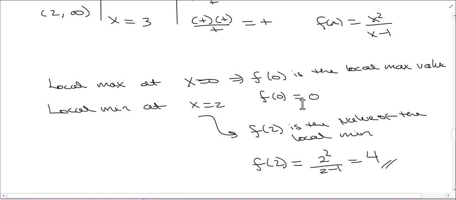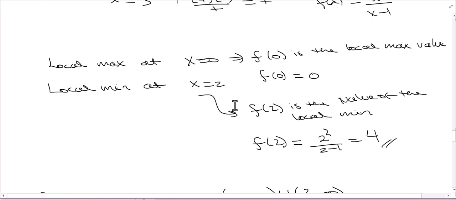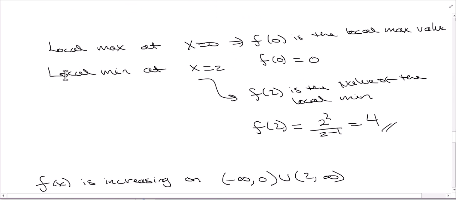And pay attention again with the absolute max and min. Are you asked for the y values, or where they occur? In this case, I've listed both. The local max occurs at x equals 0, but the local max is f of 0, which in this case is 0, so this is the same. But the local min is a better example. It occurs at 2, but the local min is 4.